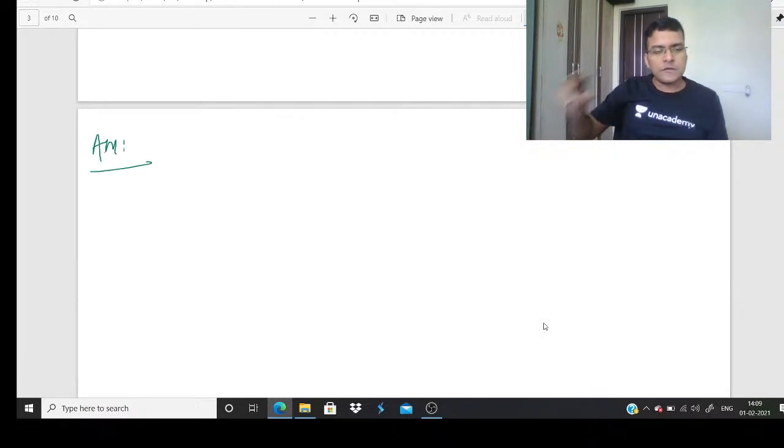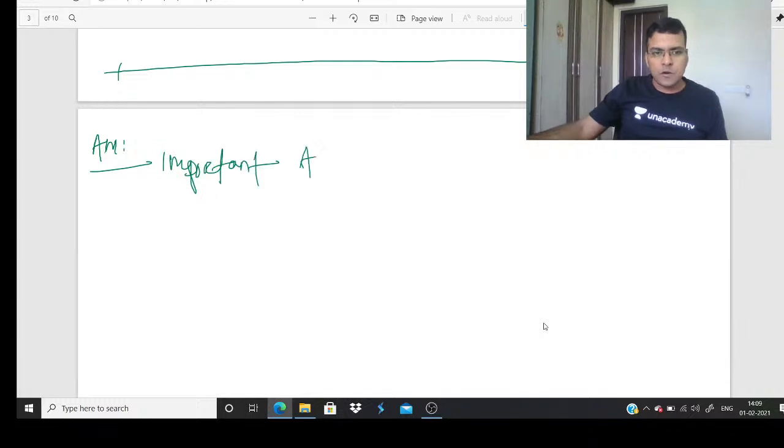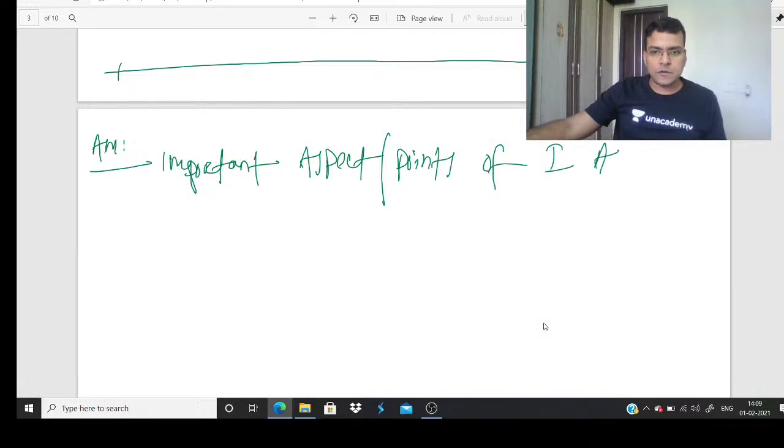In this answer you just write this diagram in this way. You just give 1947 to 2021 in between. After that, the important aspects or points of first ARC. Listen, as it is a 20 mark question, you need not explain. You just write the points of first ARC. Clear?